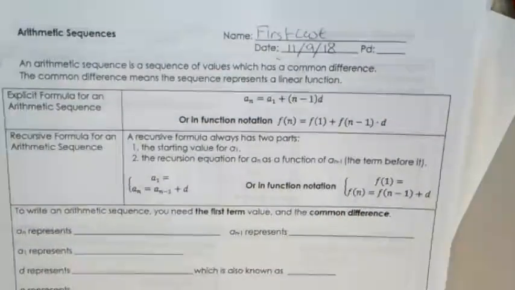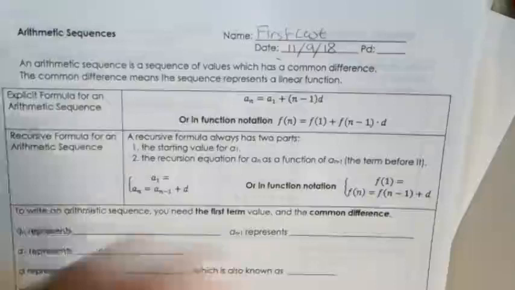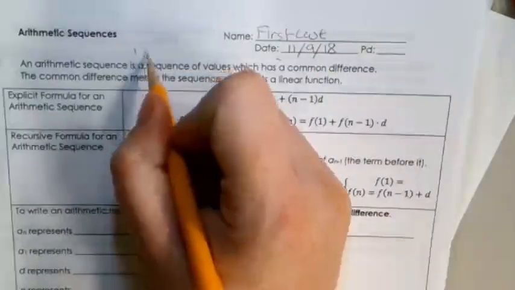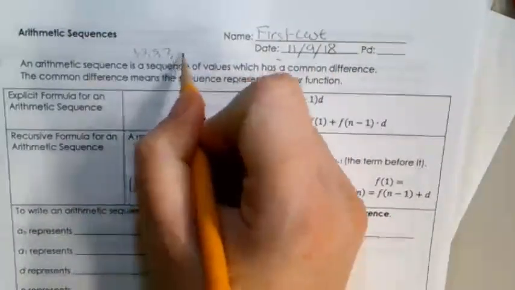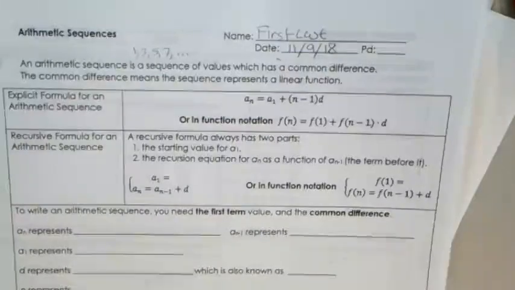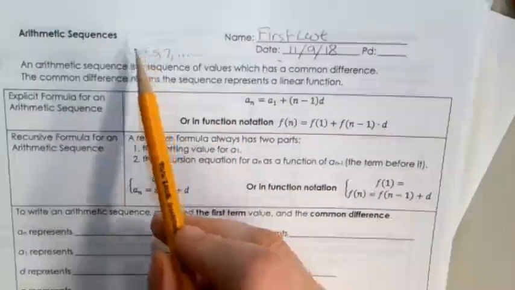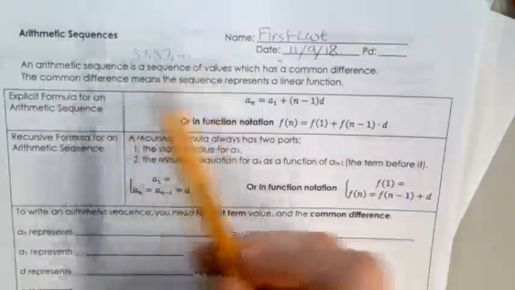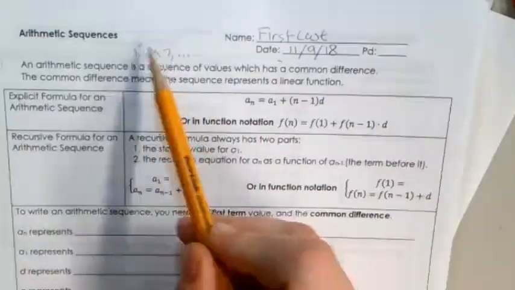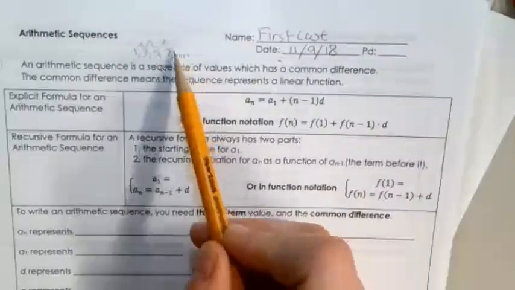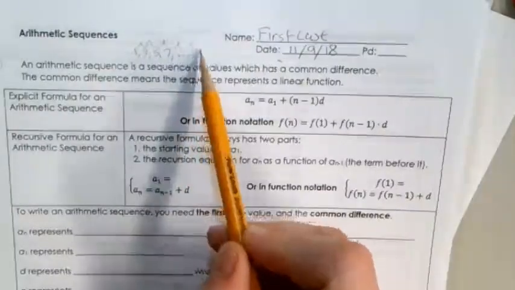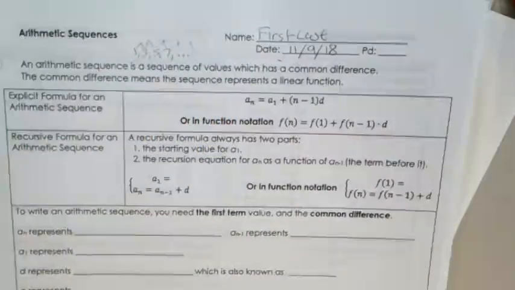In order to look at arithmetic sequences, we need to know what they are. It's a sequence of values, so it's a list. For example, 1, 3, 5, 7, dot, dot, dot. And it has a common difference, meaning that you are adding the same value every time. So, plus 2, plus 2, plus 2. The next term would be 9, 11, and on and on.